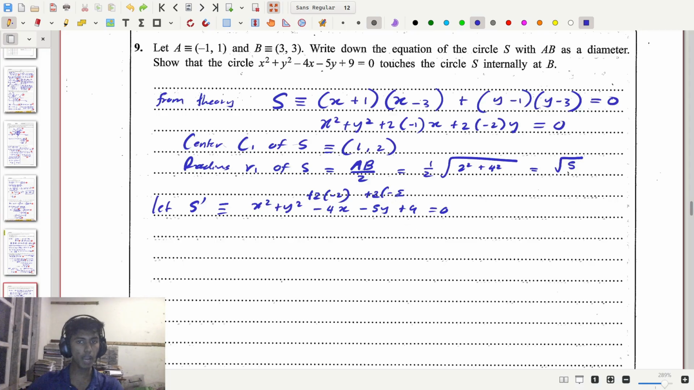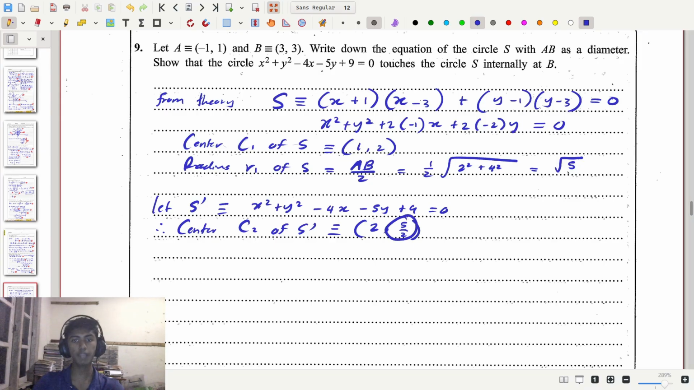And therefore, if we use these two, we can see that the center point, let's say C2 of S dash, is given by the negative of those numbers divided by 2, which is going to be negative of negative 2, which is going to be equal to positive 2, comma, and then the other coordinate is going to be equal to negative of negative 5 over 2, which is going to be equal to 5 over 2. And therefore the center point here is 2, 5 over 2.